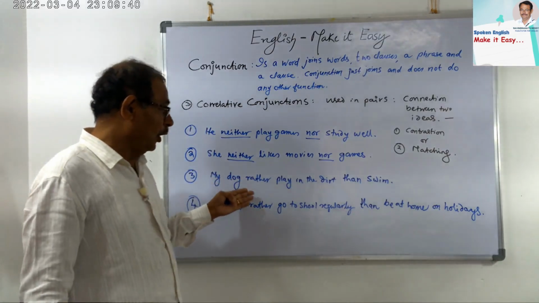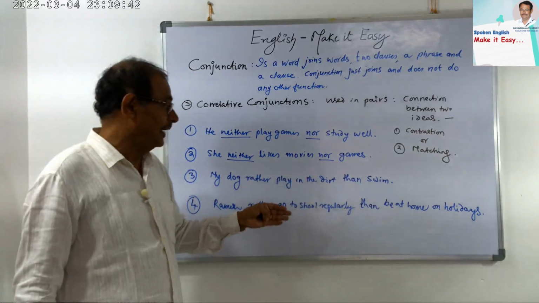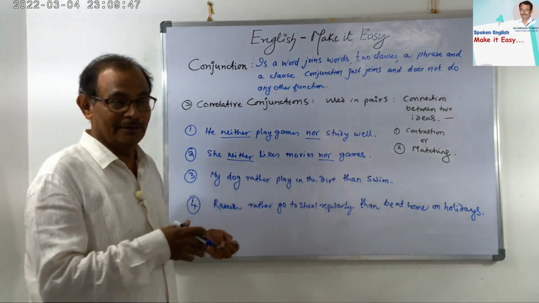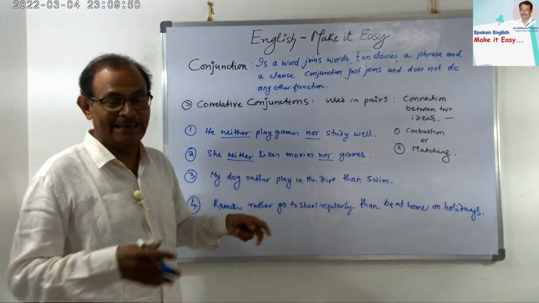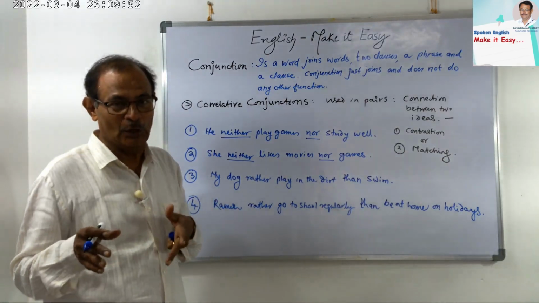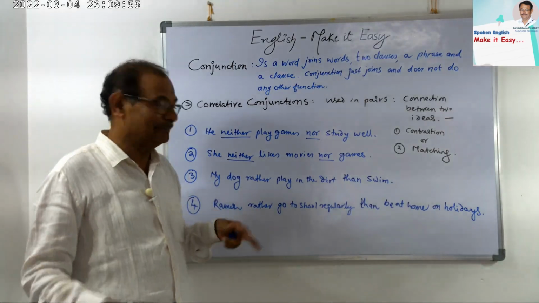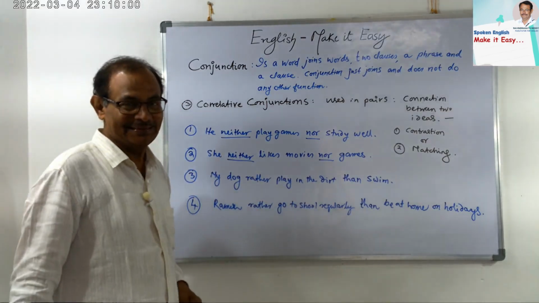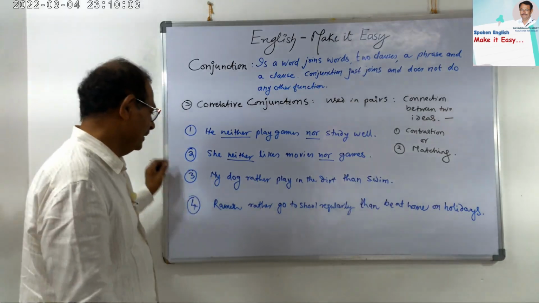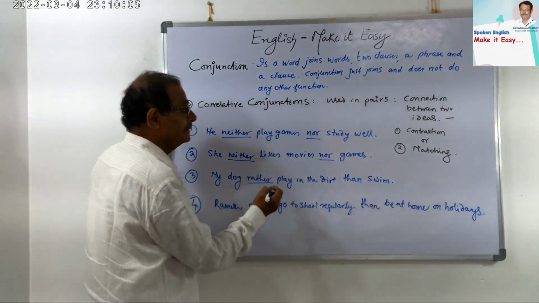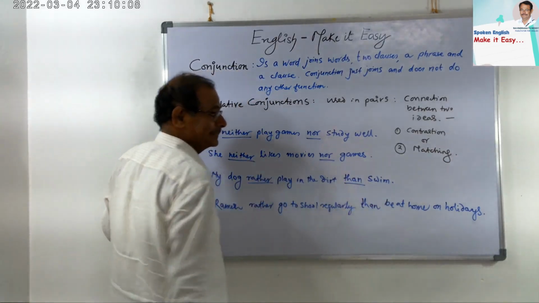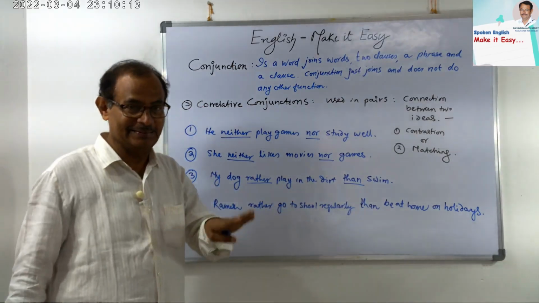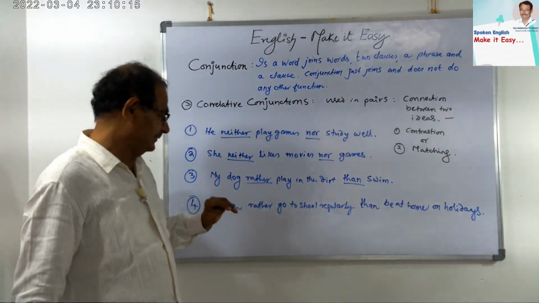See here, my dog would rather play in dirt than swim. Actually, if I wanted my dog to swim in a pool so that it can clean itself of all the dirt, but it likes playing in dirt rather than swimming in the pond. That is the nature of the dog. My dog would rather play in the dirt than swim. It doesn't like to swim, but it plays in dirt. That is the meaning.